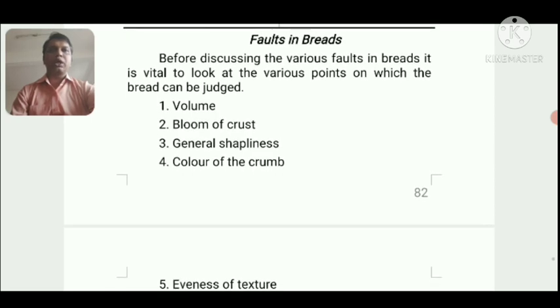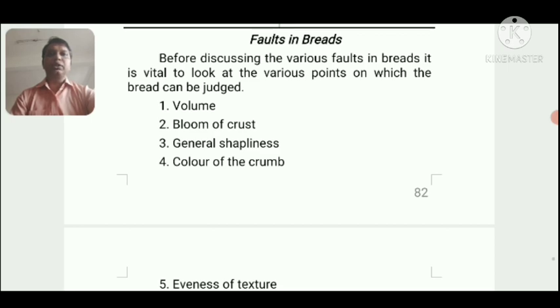Before we start with the different faults that appear in breads, we need to have some discussion regarding the equipment we generally use in the bakery. There is some major equipment which we use in the bakery. The first most important piece is the weighing machine. The weighing machine should be very accurate. There is zero negligence allowed.